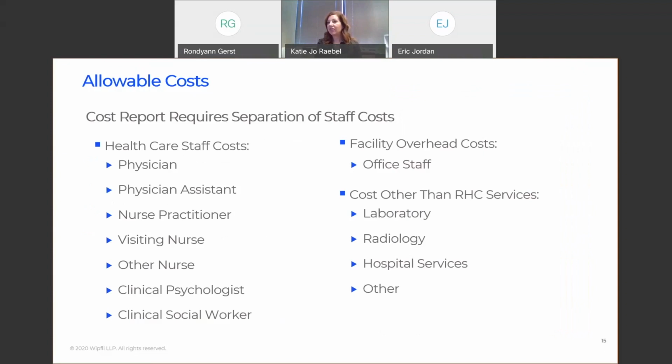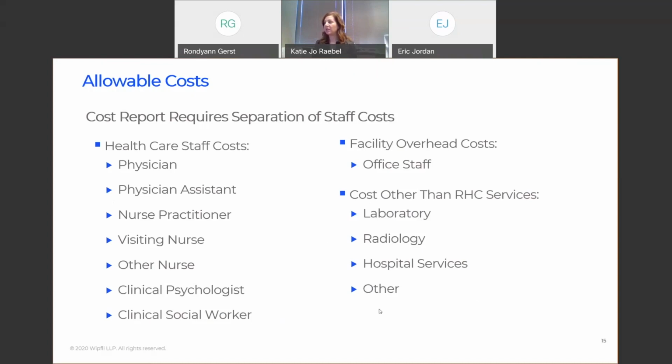So we'll have salaries in our cost report information. We'll also have overhead costs, and then we'll have non-RHC costs like lab, radiology, hospital services, and other. And let's talk about this for a second. Our other costs, this is important, that we have a separate breakout. If we're a freestanding rural health clinic, these actually go on a separate line. If we're a provider-based RHC, this may go back to the hospital.